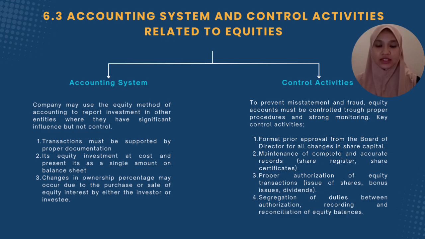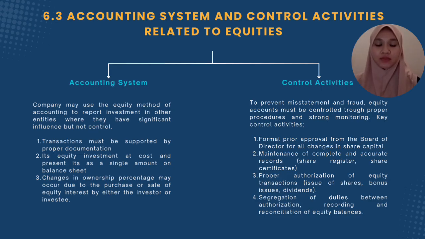First, any changes in share capital must be approved by the board of directors. This ensures that no unauthorized changes happen. Second, the company must maintain complete and accurate records such as share registers and share certificates. Third, all equity transactions like issuing shares or dividends must be properly authorized.